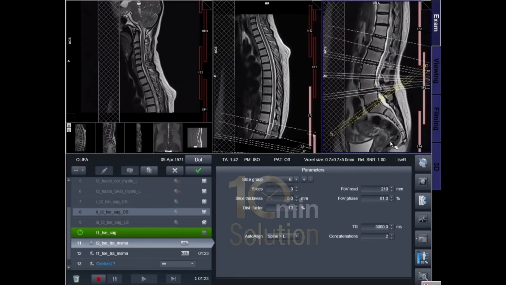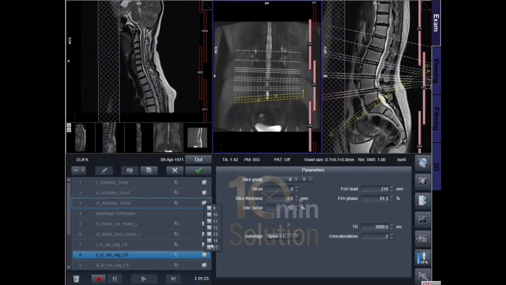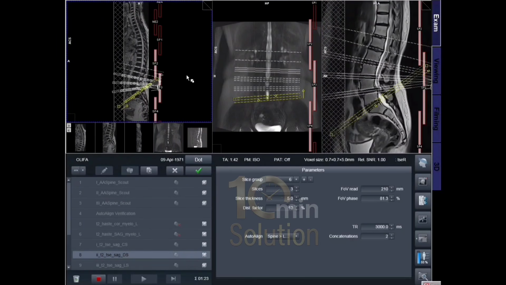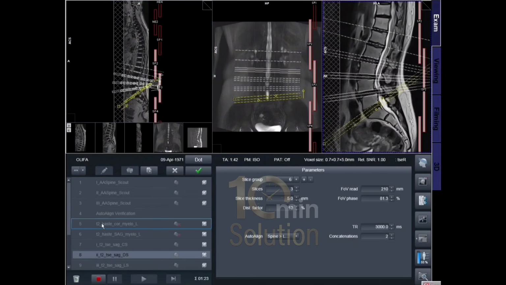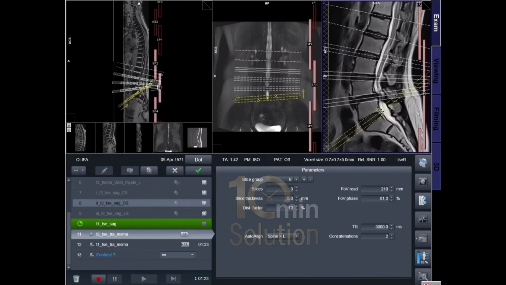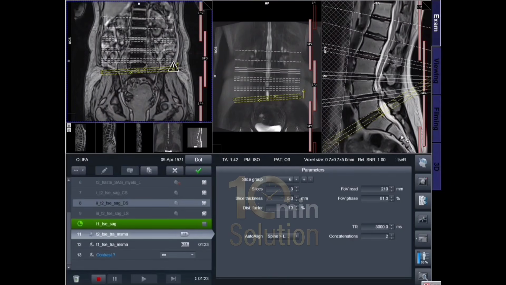Okay, now another T1, T2 sagittal here. Now the next protocol, T2 TSE transverse. Transverse means the axial plane, which will be planned on the sagittal and coronal images. Now I nicely set up the planning. Look here.